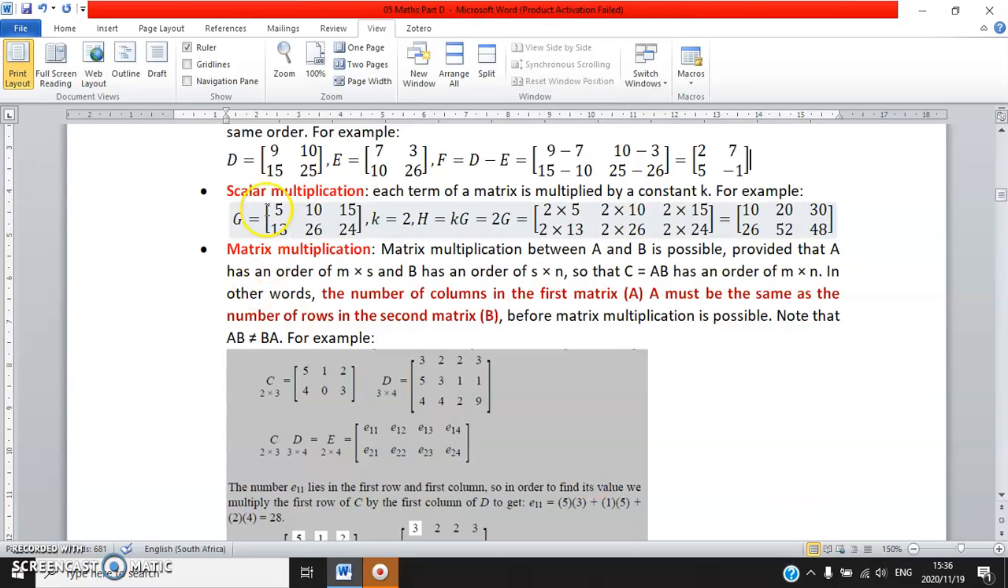Okay. Scalar multiplication means each term or each element or each entry in the matrix is multiplied by a constant k. So this is an example. Original matrix G, but now each entry or each term is multiplied by a constant 2. So the new matrix H, which is equal to 2 times G, would be 5 times 2, 10 times 2, 15 times 2, and so forth. Then this is the answer for matrix H.